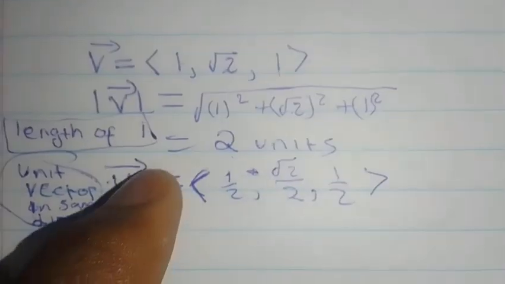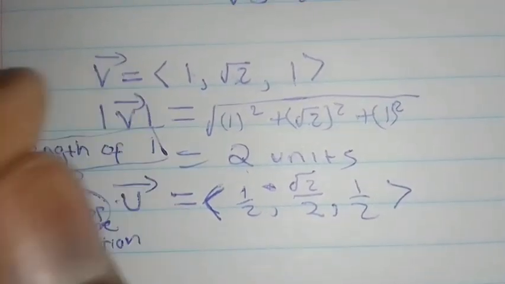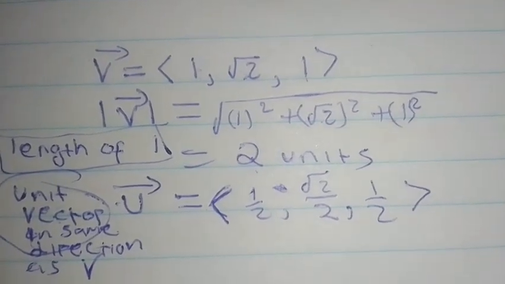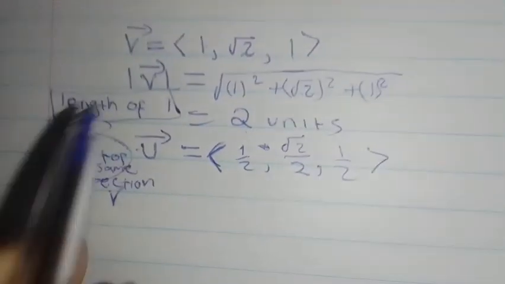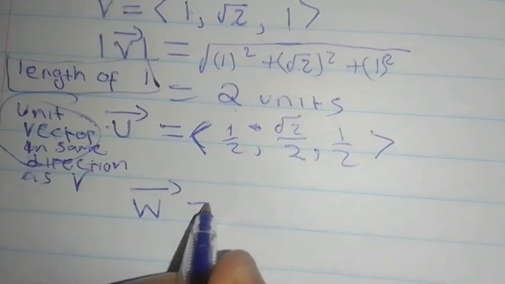So now, what if they give you this vector and say produce a vector with a length of 8? What do you do then? If you want to produce a vector of length 8, let's call that vector w, and it has a length of 8.